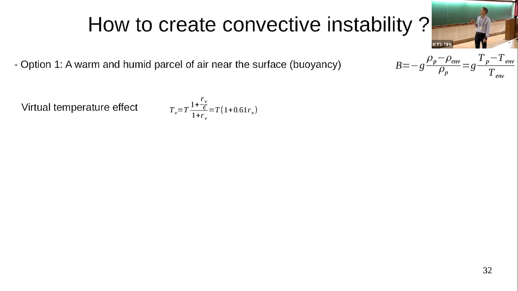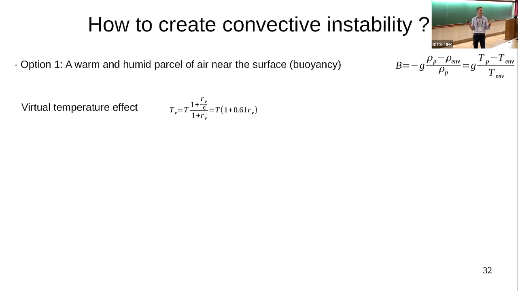So just to be buoyant, it can just be warm, but you can also be humid. And what's the simple reason for that? It's because the water vapor molecule is lighter than any molecule that is dry, so N2 and O2. And so because of that, it makes the air lighter. So it gives a small advantage if you're a humid parcel. It gives a small advantage in terms of buoyancy.